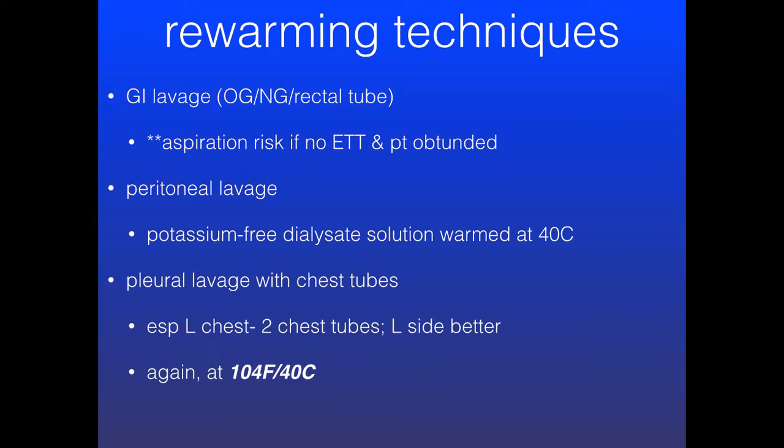Peritoneal lavage is mentioned in Tintinelli's, although it seems a slightly easier method between this and pleural lavage, probably pleural lavage. There's two ways. You can do this either with one chest tube or with two chest tubes, and then you can also go on either one side or two sides. If you want to just go one side, the left side is probably better, because in addition to heating the blood that's circulating through the lungs, you're also going to be directly heating the heart and the myocardium. And again, with these fluids, with the GI lavage, peritoneal lavage, pleural lavage, you want to heat to 104 Fahrenheit, 40 degrees Celsius.